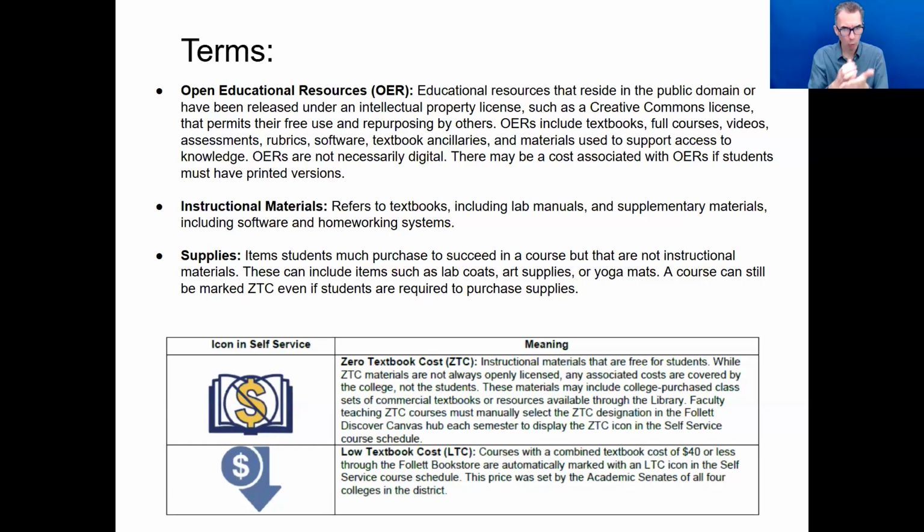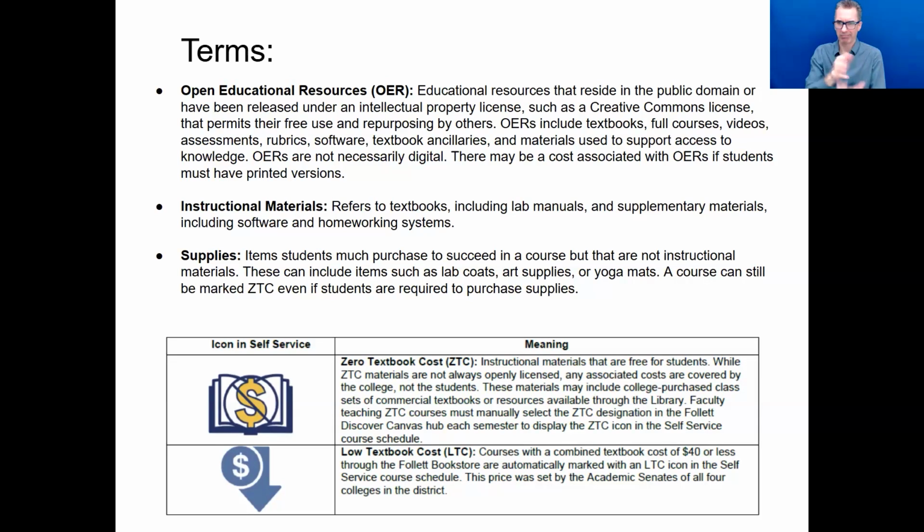what supplies are the extra things that some courses require. So things like lab coats, goggles, calculators. If it's an art course, any of the art supplies like paint, clay, yoga mat, equipment like that. Those are not included in instructional materials. So a course could be an OER course, zero cost for instructional supplies, but there could be some other kind of cost. And, of course, that's very discipline specific.